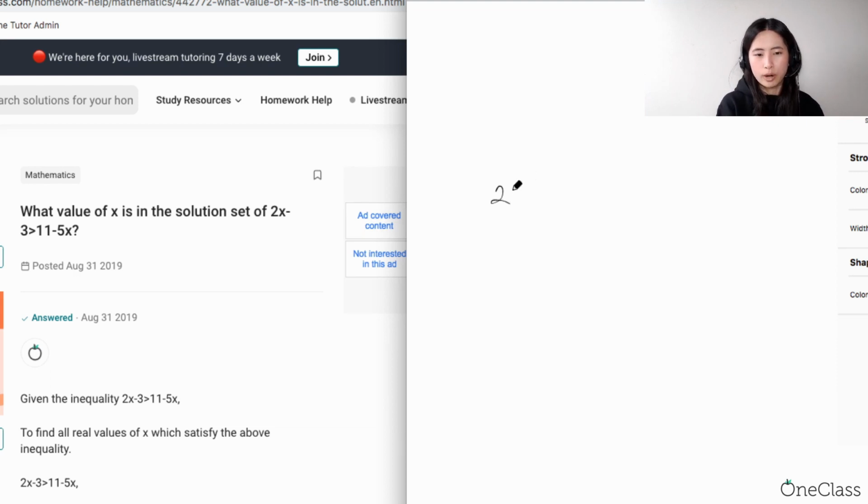So we would have to write 2x minus 3, which is greater than 11 minus 5x, right? And because I'm seeing a negative 5x over here, I can move this to the opposite side of the equation such that it becomes positive 5x. So if that happens, we would get 7x. So this would become 2 plus 5x, this becomes 7x. And because we still have that greater than symbol, we're going to keep that.